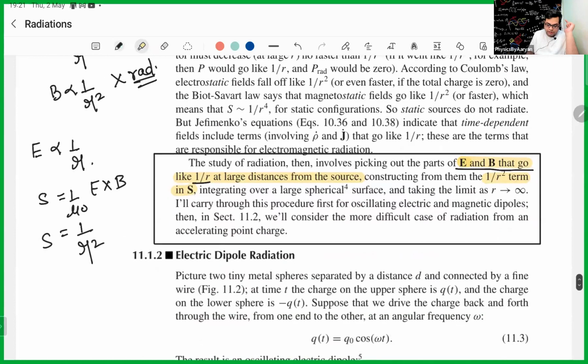And let's say if you integrate them over a large spherical surface, taking R as infinity, then you integrate them with the area. So integration, 4 pi R square. So this R square and R square cancel. So power will not depend upon R, power will remain constant. And that is exactly what we want.